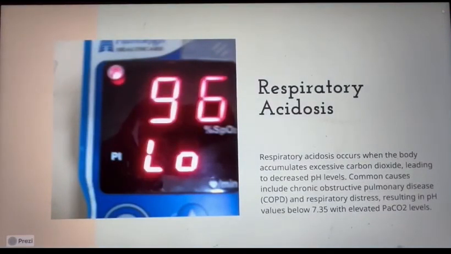Respiratory acidosis. Respiratory acidosis occurs when the body accumulates excessive carbon dioxide, leading to decreased pH levels. Common causes include chronic obstructive pulmonary disease and respiratory distress, resulting in pH values below 7.35 with elevated PaCO2 levels.